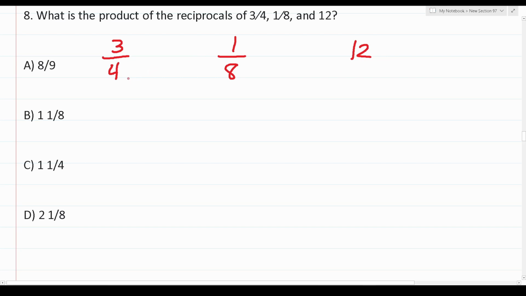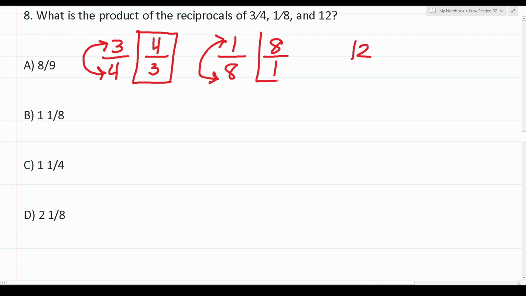Well, reciprocal just means flip-flop your numerator and denominator. So our 4 is going to become our numerator, and our 3 is going to become our denominator. So the reciprocal of 3 over 4 is 4 over 3. We're going to do the same thing here. We're just going to exchange our numerator and denominator. So the reciprocal of 1 over 8 is going to be 8 over 1.